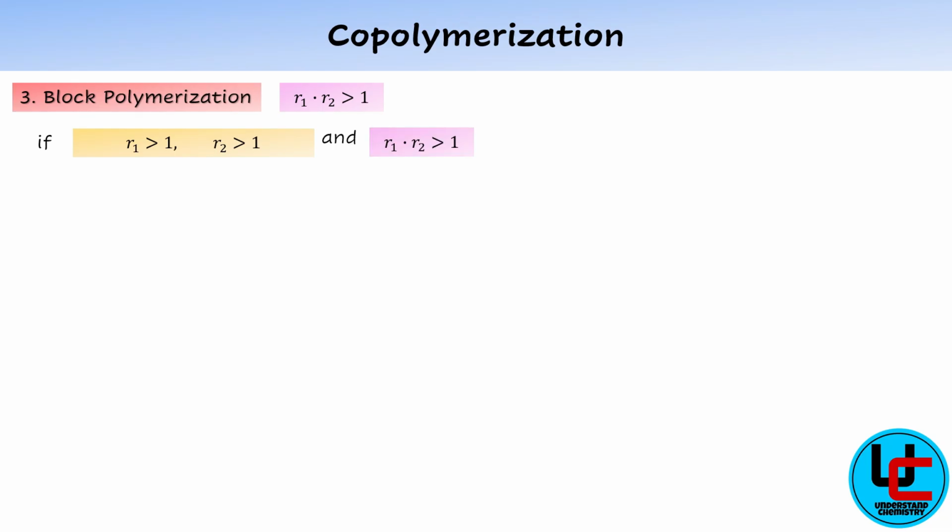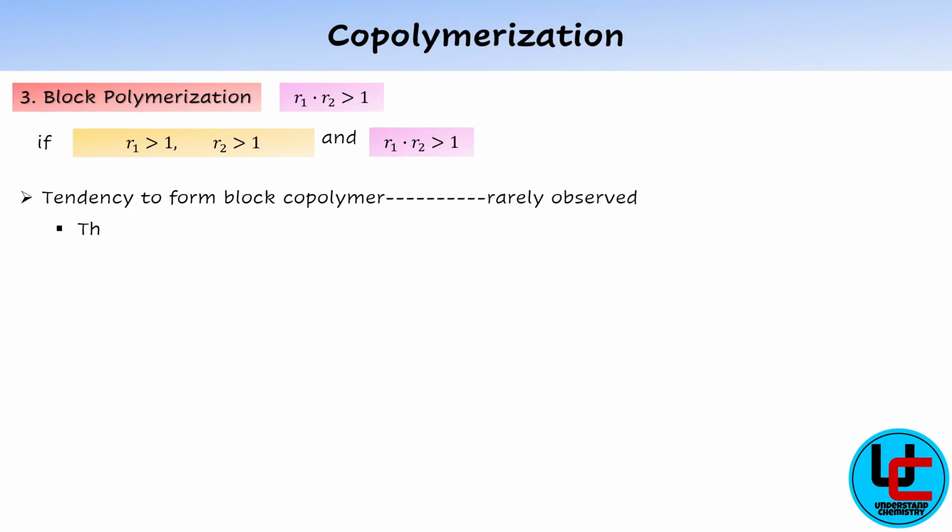Let us look at block copolymerization, a process where long segments of different monomers are linked together in blocks. This behavior is typically expressed when both reactivity ratios R1 and R2 are greater than 1. That means each monomer prefers to add more of its own kind, leading to homopropagation. However, for true block copolymerization to occur, the product R1 R2 should also be greater than 1. This balance is rare in conventional free radical polymerization.